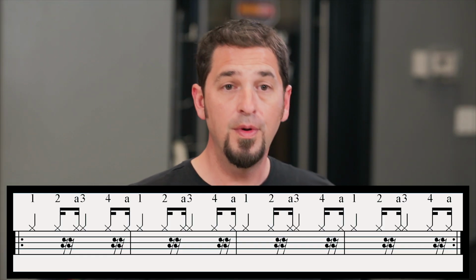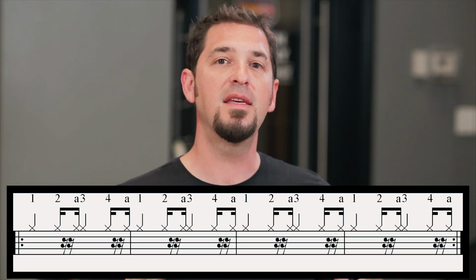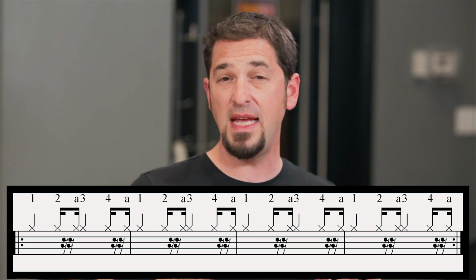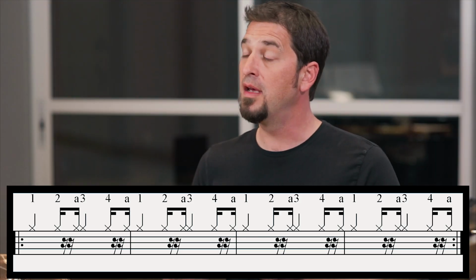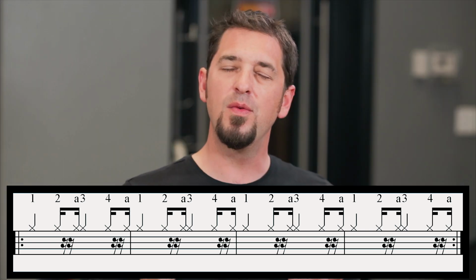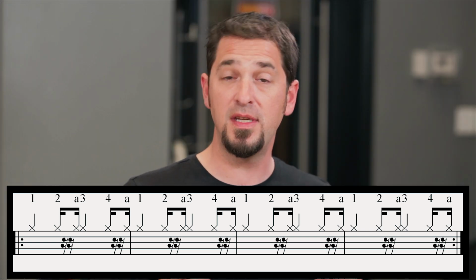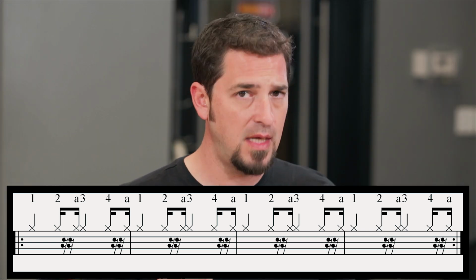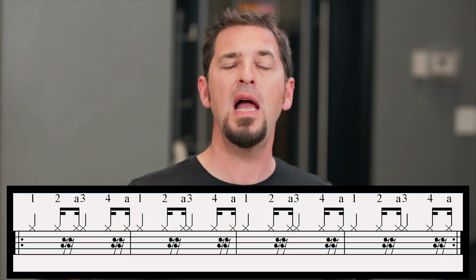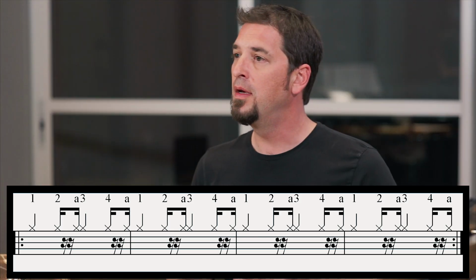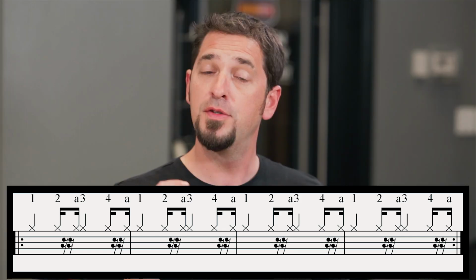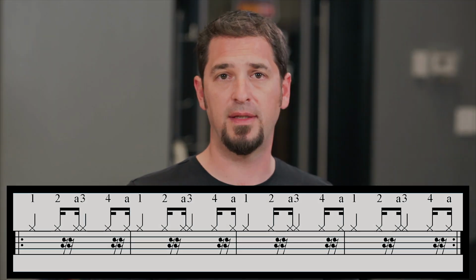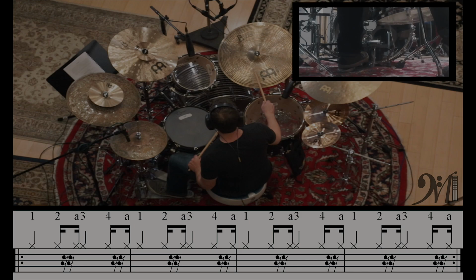Okay, so number 2, what we're going to do is take the idea of, instead of having 1, 2, ta, ta, 3, 4, ta, ta, we're going to count that using 16th notes. We're not going to take the 16th note feel, but we're going to take the counting. So we're going to go 1, 2, 3, 4. So let's try number 2 and use that counting. 1, 2, 3, 4.